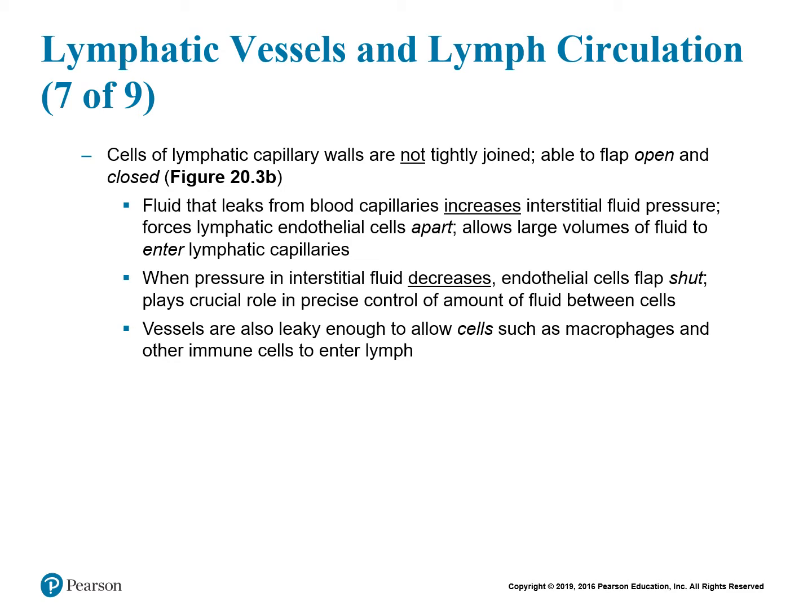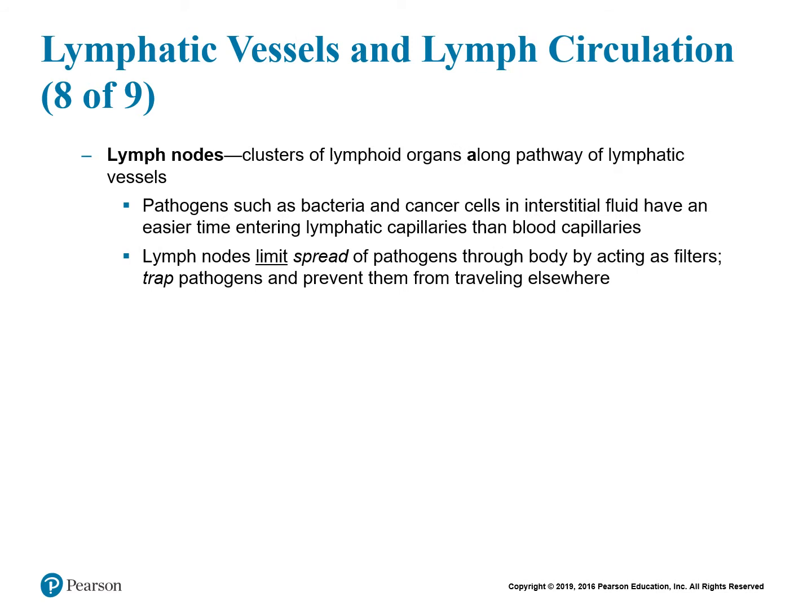And again, some of the fluid that leaves those capillaries goes into the interstitial fluid. And from here, it enters the capillaries of the lymphatic system, and then it starts making its way through the lymphatic system. Lymph nodes are kind of the filters of the lymphatic system. Things like bacteria and small things have a really hard time getting through the blood barrier, so they actually go into the lymphatic vessels a little bit easier than blood. As they're going through that, they run into a node, and that node basically acts like a filter.